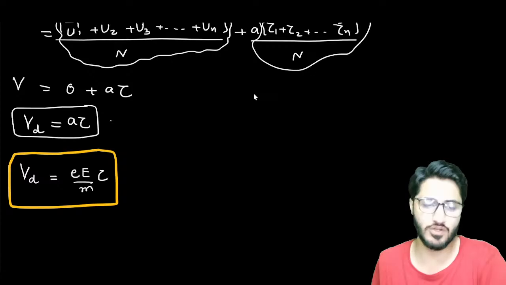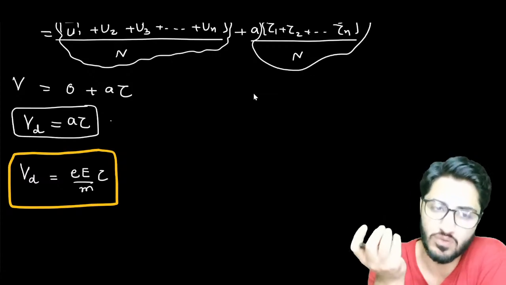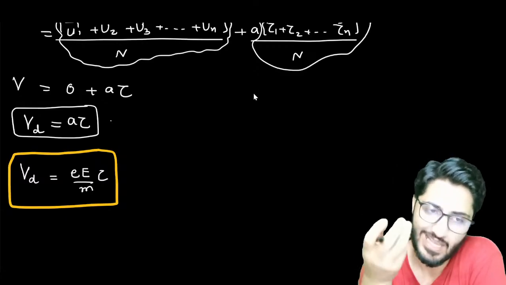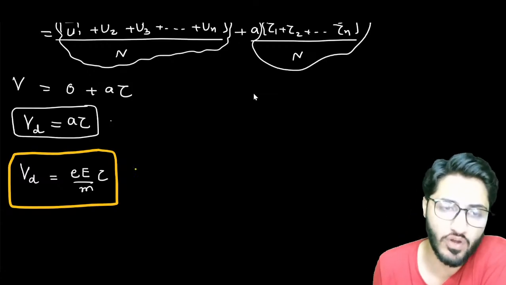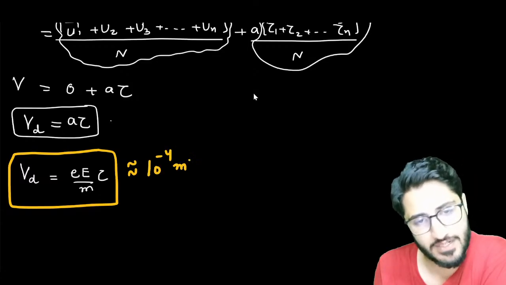Look now. If we are placing all these values, tau we know, 10 to the power minus 14, and the electric field, we will get one constant value. It is 10 to the power minus 4 meter per second.